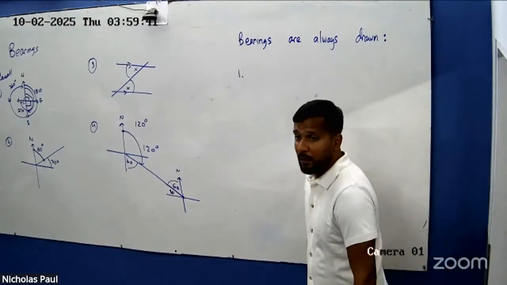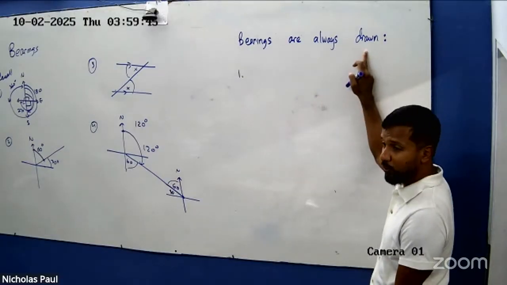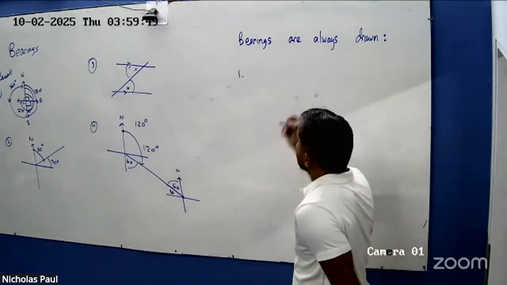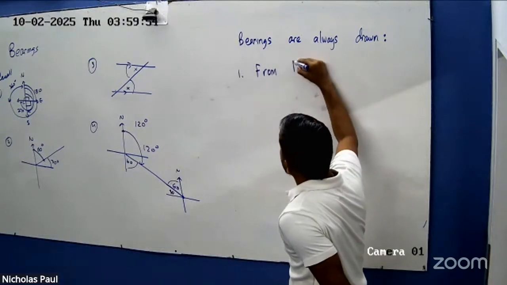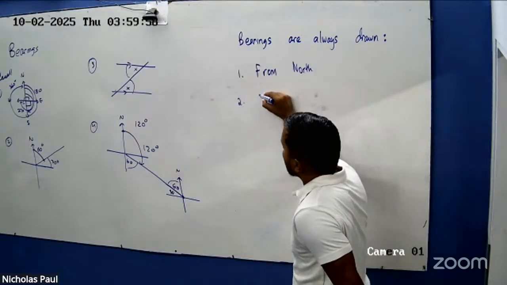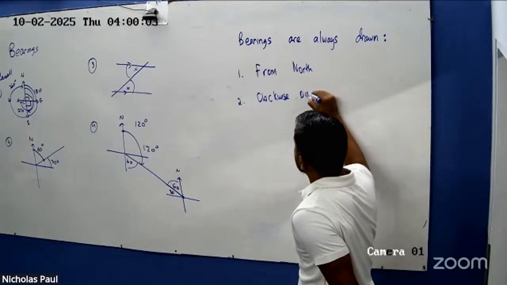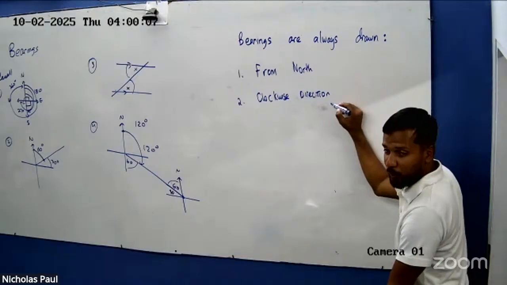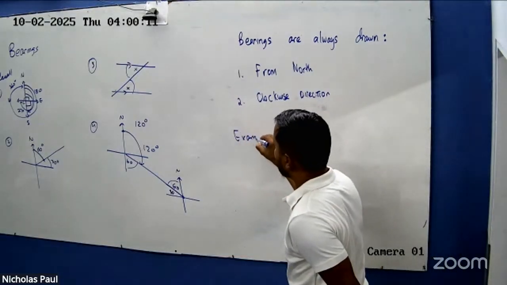Ready? So nice. How do we draw bearings? Bearings are always drawn from the north in a what? In a clockwise direction. So every time we do bearings, we always start at the north and go in a clockwise direction. And we'll start with an easy example.